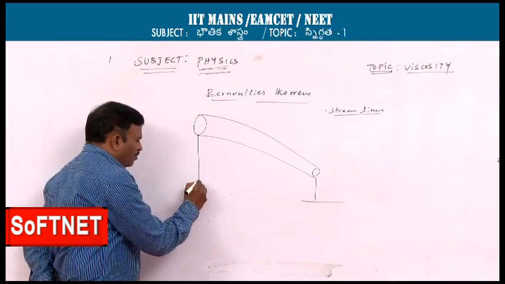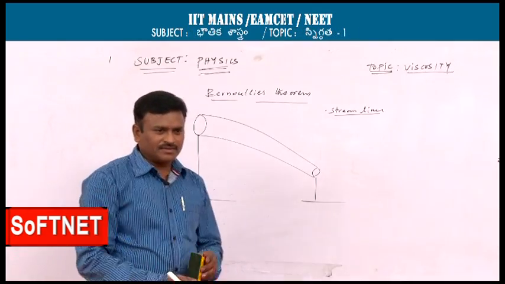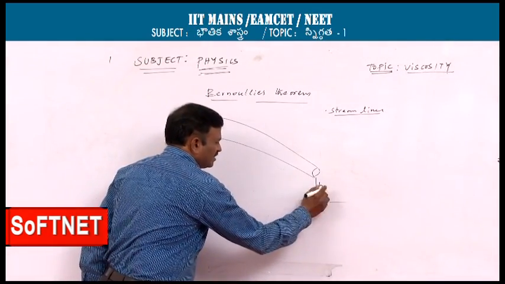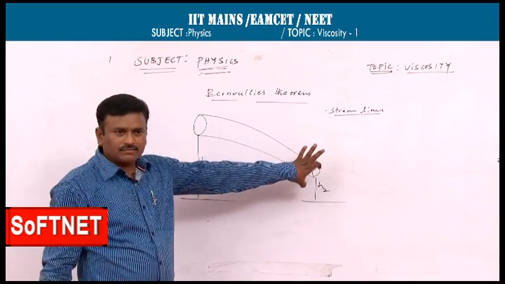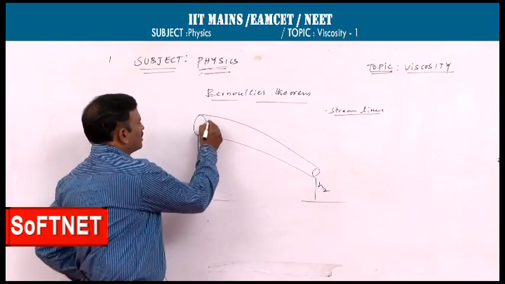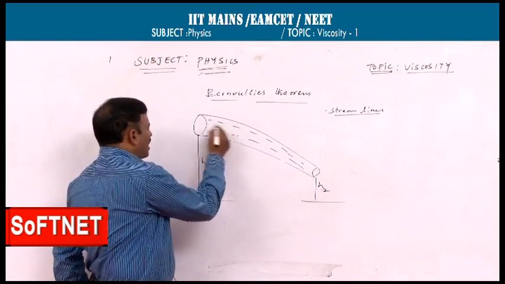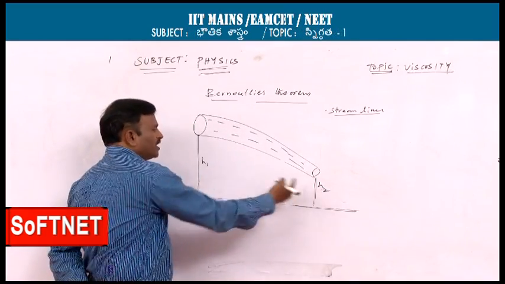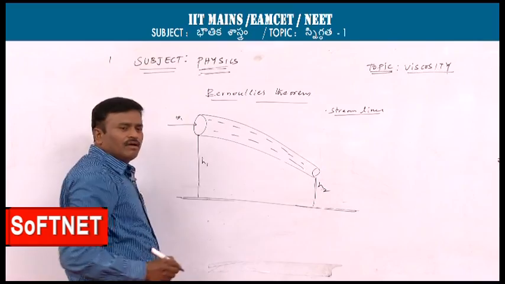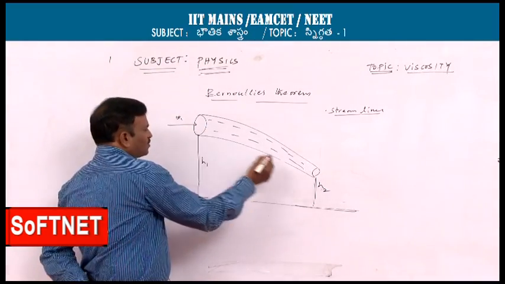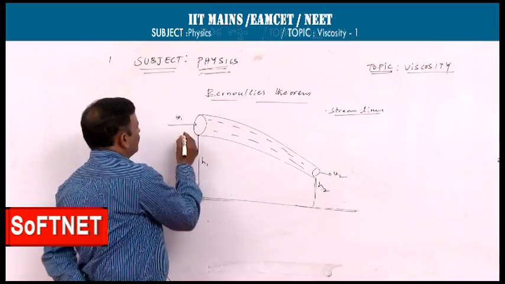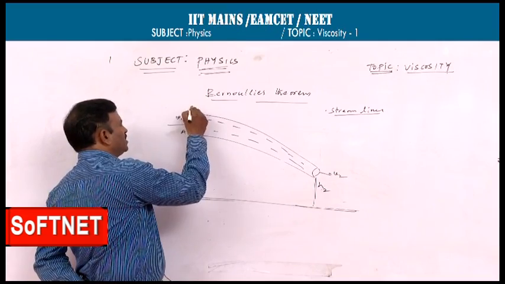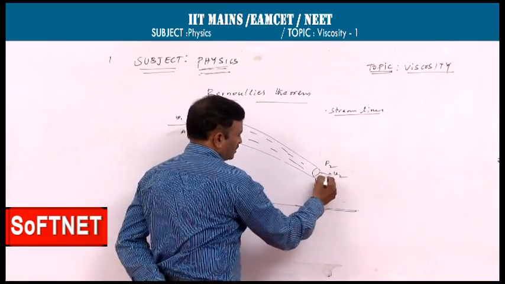It is a very important concept for the competitive exams. Here let us take H1 height and H2 depth. We are considering a pipe through which water, a liquid, is flowing at different heights, H1 and H2. The velocity with which the liquid enters is V1, and the velocity with which it leaves is V2. The area of cross section is A1 and pressure is P1 here; here the pressure is P2 and the area is A2.